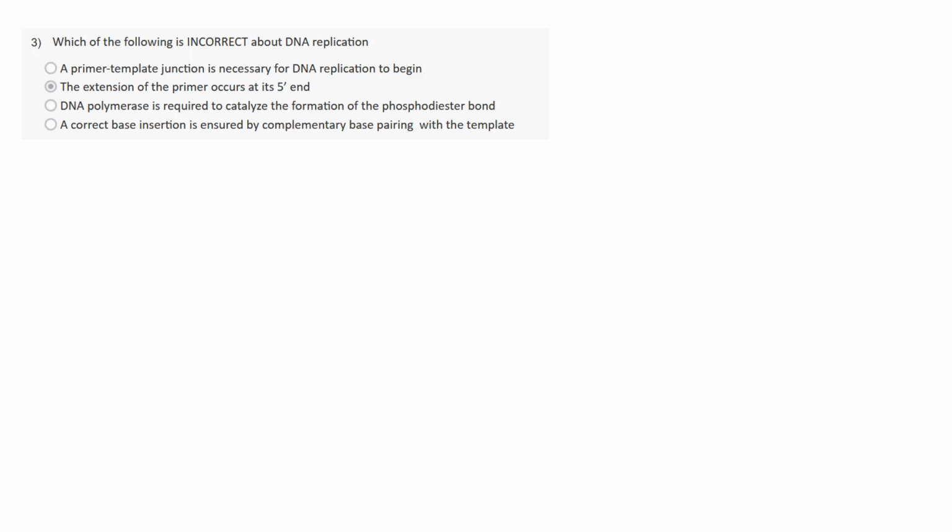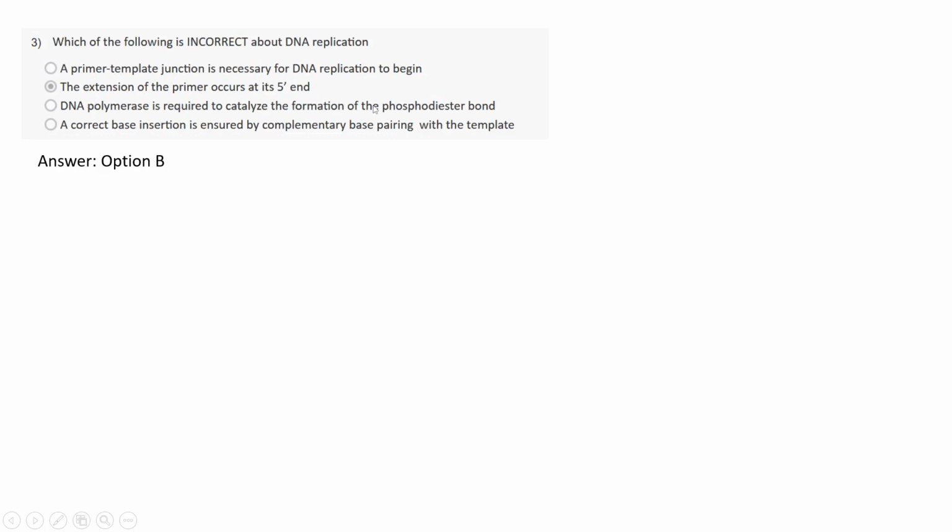Which of the options is incorrect in this case? Second option. So option B is incorrect. The primer template junction is necessary for DNA replication to begin. Okay, so this is correct. It requires a primer and template junction.